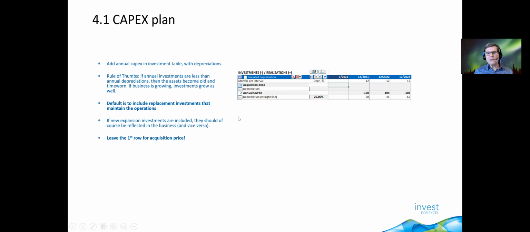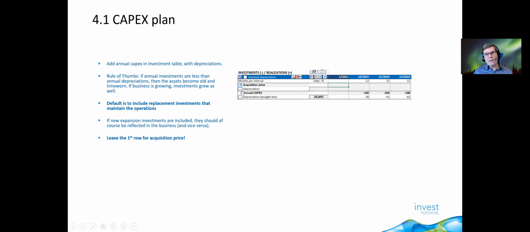The default is to include the maintaining investments, the replacement investments, to continue the business as planned. And of course, if you now forecast the growth in sales, you would also need to have a growth in investments. And of course, it would be good to put them in according to different asset types with different depreciation terms. Now this is simplified. It's all in one row, annual CAPEX, 5-year depreciation, so it's about growing.